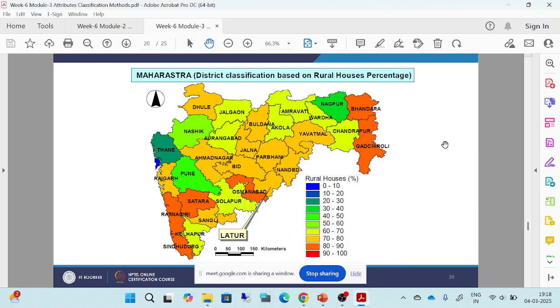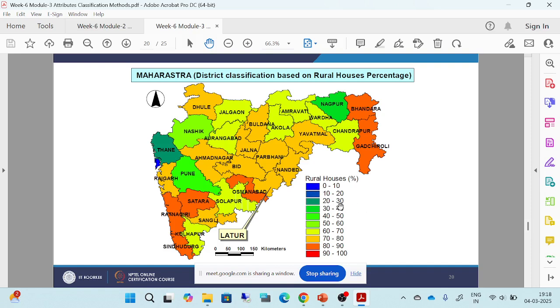Okay, so what I was saying is this is an example of district classification based on rural houses percentage. Here you can see that this is an equal interval classification, with rural houses classified from 0 to 10, 10 to 20, 20 to 30.